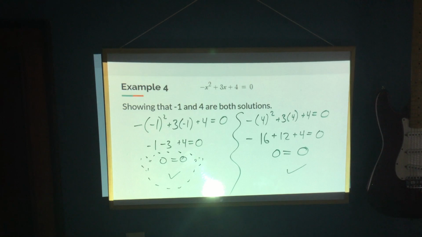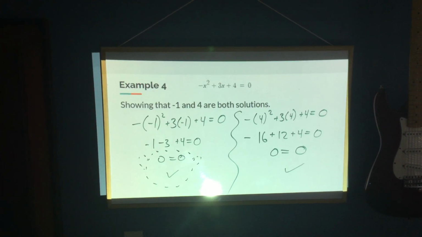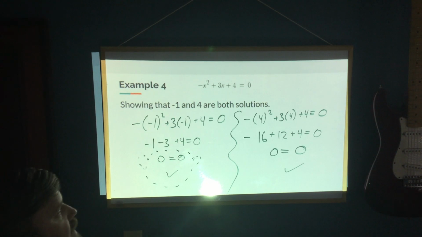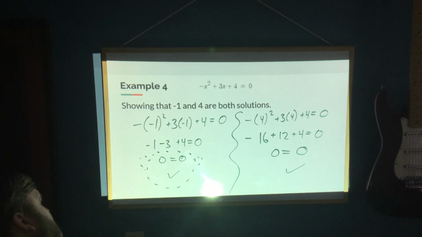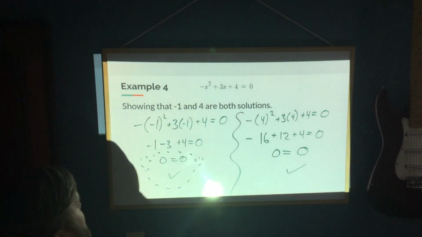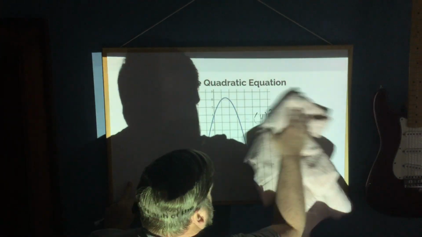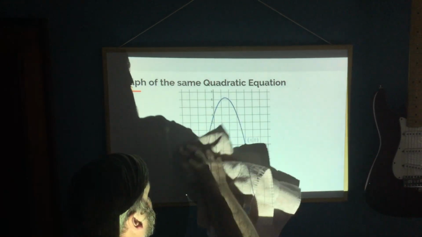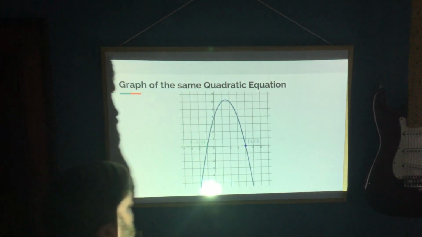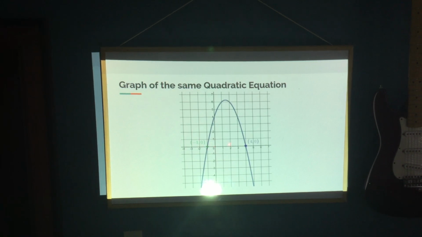Right. So once again, I have proven that both of those are the solutions. I plugged it back in, I got a true statement. That's why they're solutions. When I plug them back in, I get 0. That's why they're also called the zeros of the function. And to repeat myself for the 100th time here, these are also going to be the x-intercepts. There's the x-intercept of negative 1, and there's the x-intercept of 4.